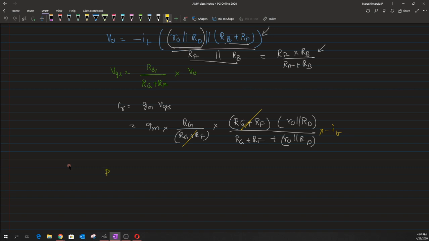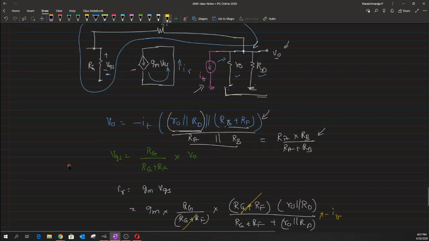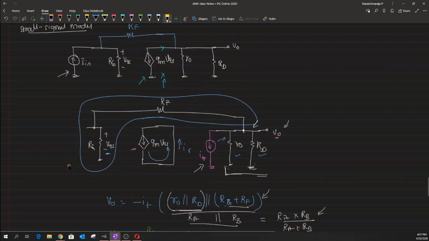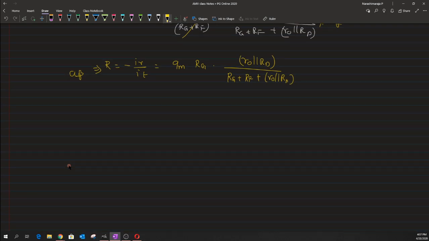So finally the return ratio, which is nothing but minus IR by IT, it is always a negative ratio of IR by IT, is equal to GM RG and then R naught RD divided by RG plus RF plus R naught RD. I hope that this return ratio is nothing but this A beta term, the quantity of A beta. So we are done with these two problems, and let me try to complete the session today.